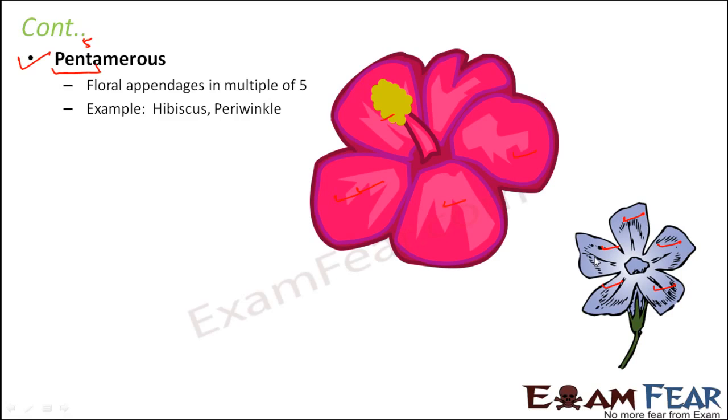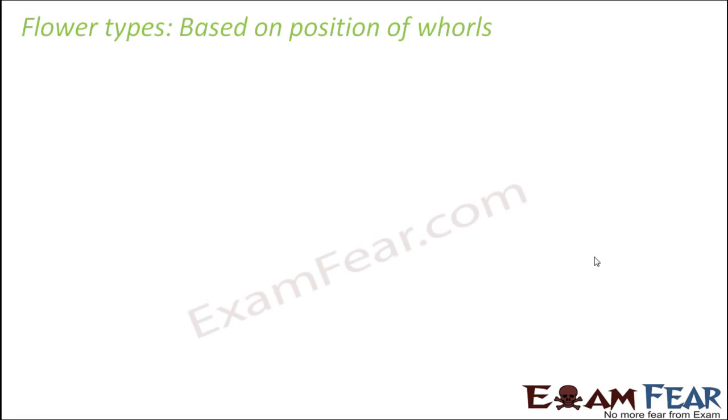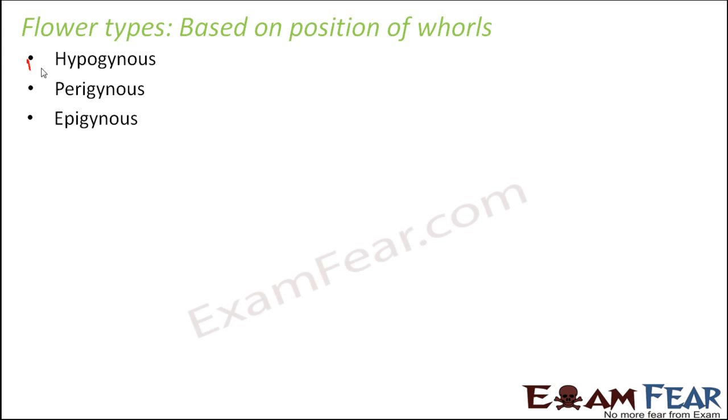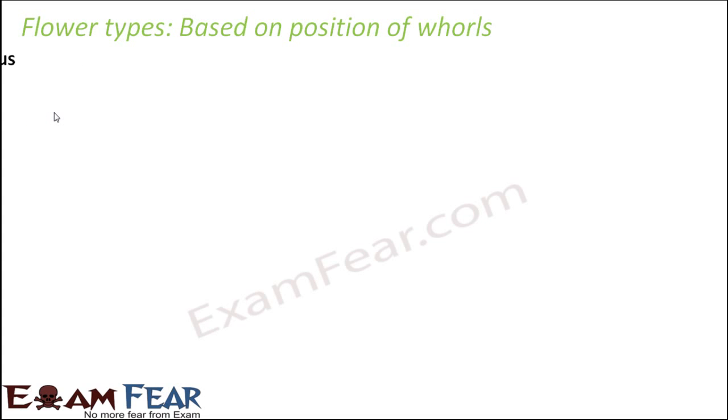Right? So these are the 3 types of flowers based on the number of floral appendages, whether they have floral appendages in multiples of 3, 4 or 5. Respectively, they are named as trimerous, tetramerous or pentamerous. Now let us look at the last topic on flower types, which is based on the position of whorls. So we have spoken about the 4 whorls: calyx, corolla, androecium and gynoecium. Now based on which whorl is located where with respect to the other whorls, again flowers can be divided into the following types: hypogynous, perigynous and epigynous. So these are the 3 types of flowers based on the position of the various whorls with respect to each other. So let us start with the hypogynous.